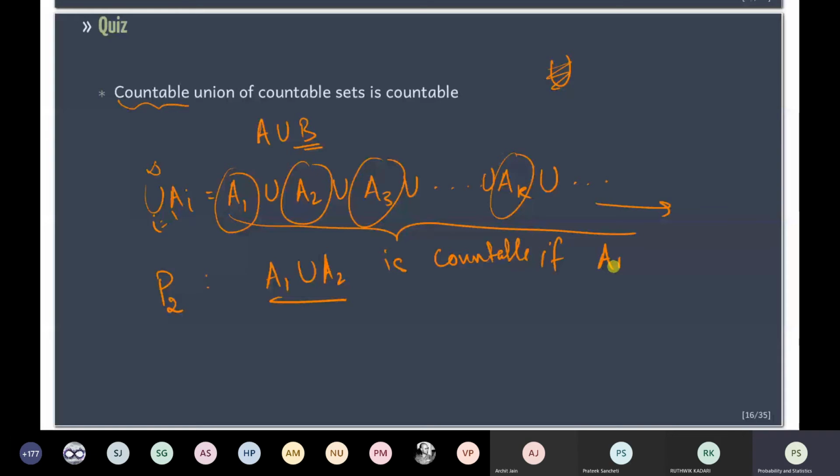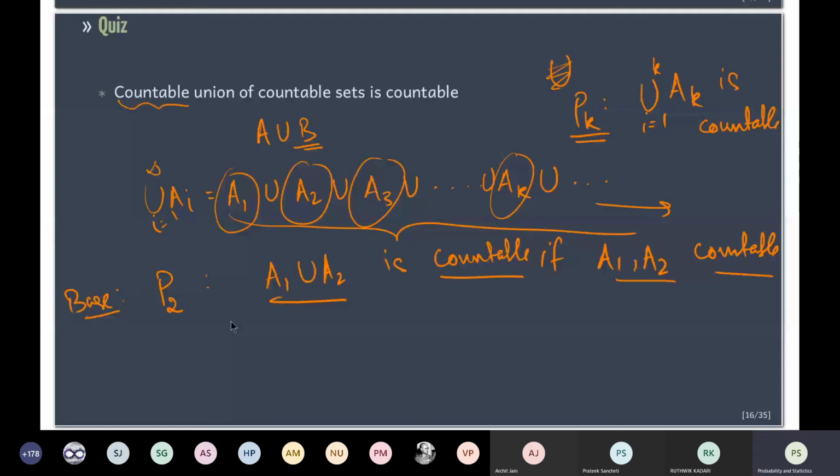So PK is the statement that I'm talking about here: the union over i equals 1 to K of A_i is countable. I can define a statement PK, which is that the union over i equals 1 to K of A_i is countable. So P2 is the base case, and this is proved in the previous fact. Our hypothesis will be that PK is true, that is, the union of the A_i up to K is countable, and then we have to prove that the claim PK plus 1 is true as well.